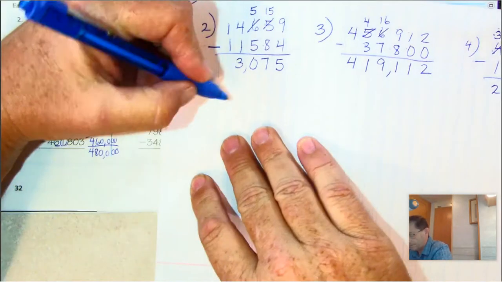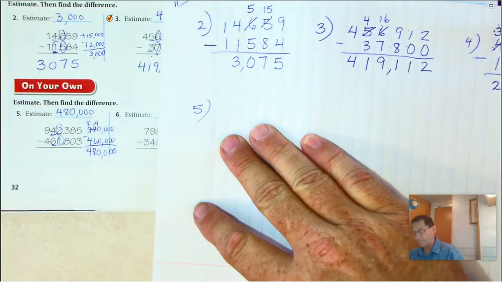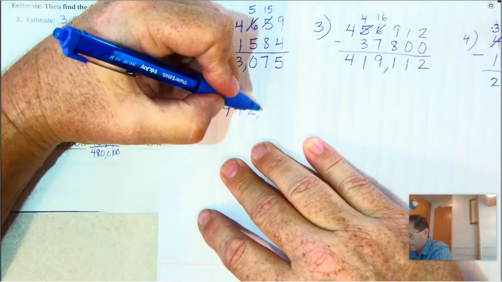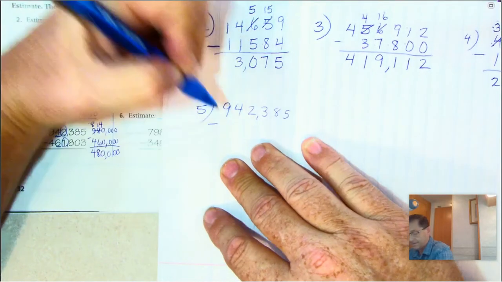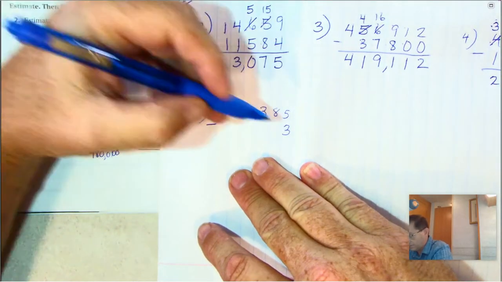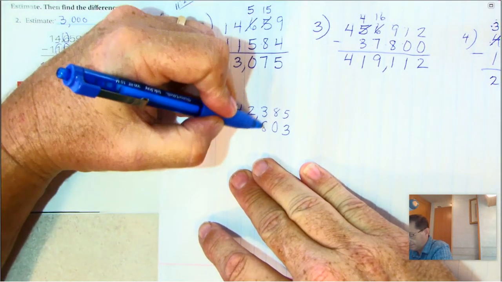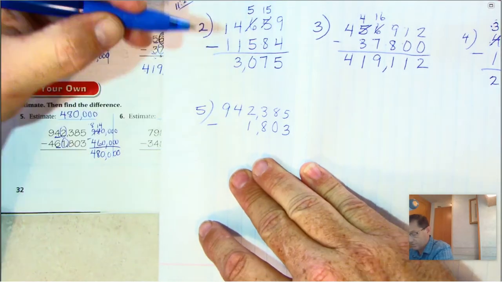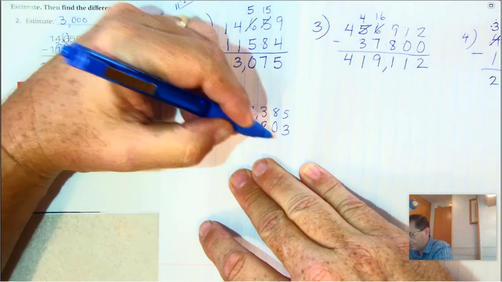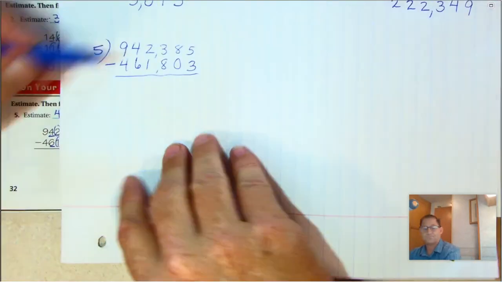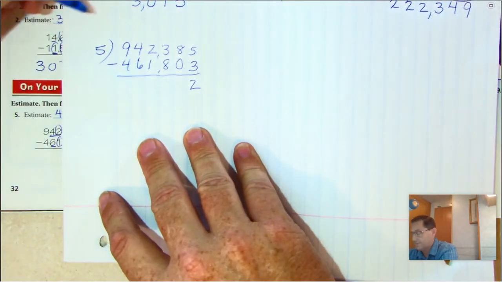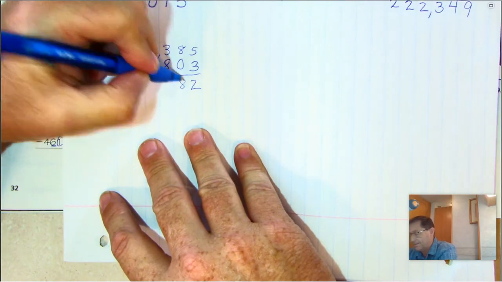Okay, and number 5, 942,385. Take away, we're going to line up the second number right to left by place value. Ones, tens, hundreds, thousands, 6 10,000s, 400,000. Okay. And now as we subtract, 5 ones take away 3 ones is 2 ones. 8 tens take away no tens is 8 tens.